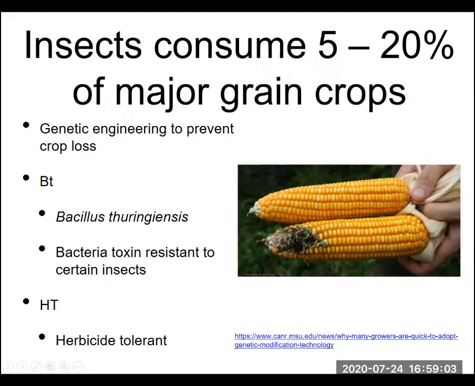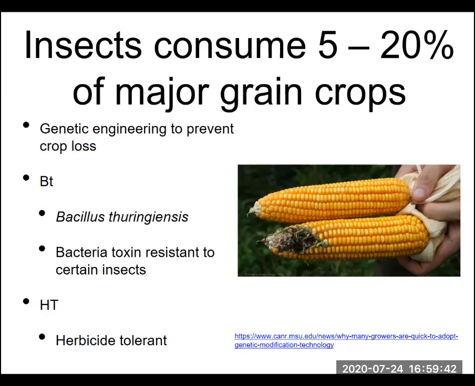What we can see is that insects consume anywhere from about 5 to 20% of the major grain crops that are produced around the world. So this is basically saying that between a 20th and maybe a fifth of all the crops that are planted aren't going to make it to market, aren't going to be available as a food source, because there is some type of crop loss associated with it. And so the idea is we want to try to modify these organisms to make them more resistant to insect predation.